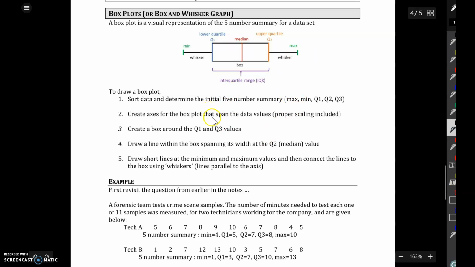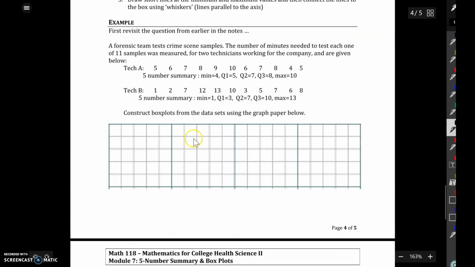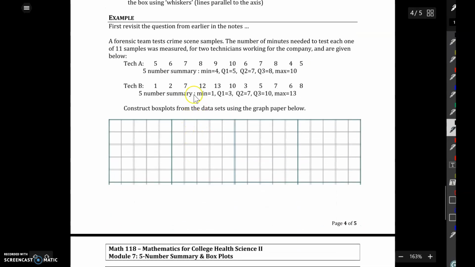Okay, it's fairly straightforward to draw our box plot, and for our first example, we're actually going to do a double box plot on the same graph, summarizing that information that we just calculated for forensic technician A and forensic technician B. We've got the 5-number summary copied over here with the minimum, Q1, Q2, Q3, and maximum values for each of our technicians. So we're ready to draw our box plot. We've got graphing paper here.